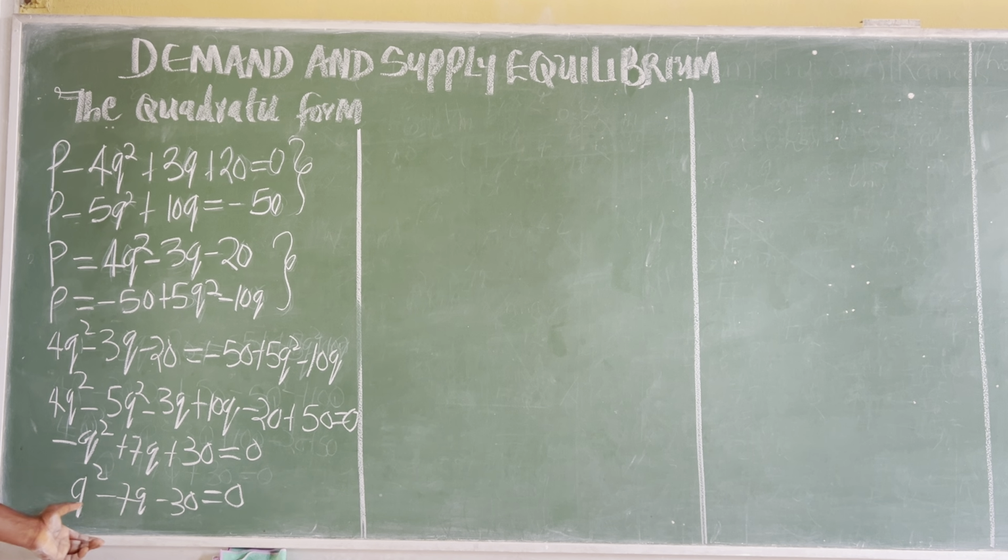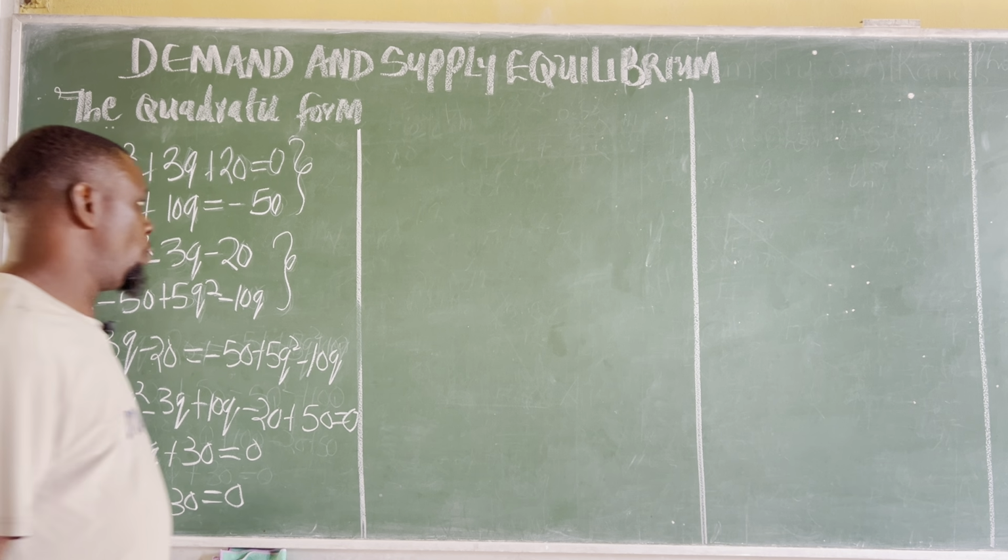And so you see that this is a quadratic equation. Now that we have this quadratic equation, we can solve it using any of the methods used in solving quadratic equations. We might decide to use the formula method. We might want to use factorization. We might want to use completing the square and so on. But let us use factorization.